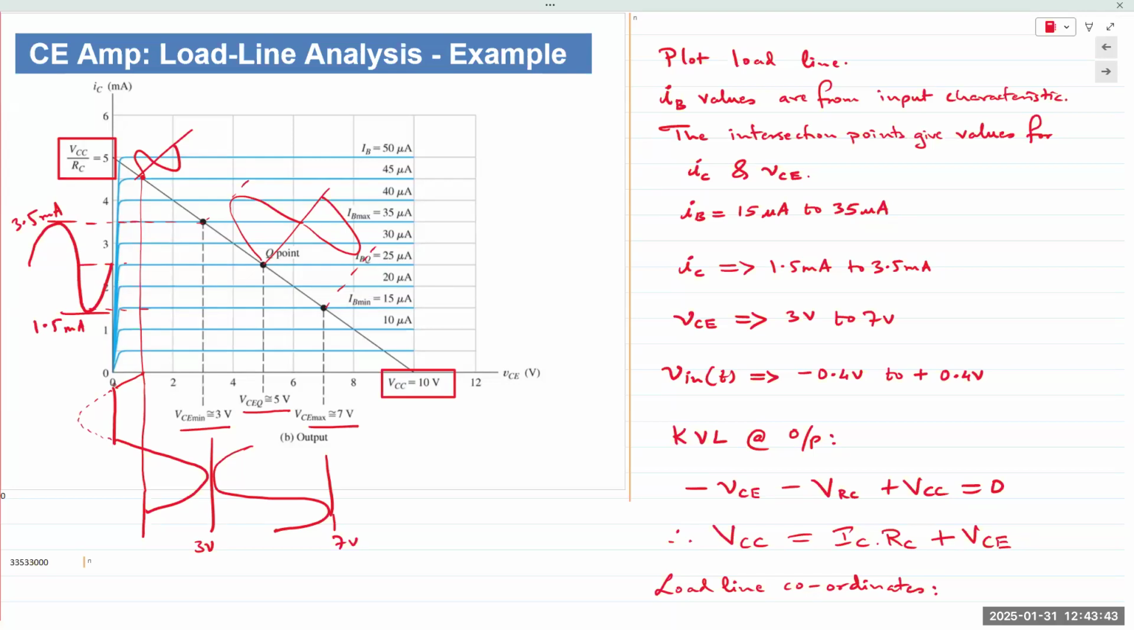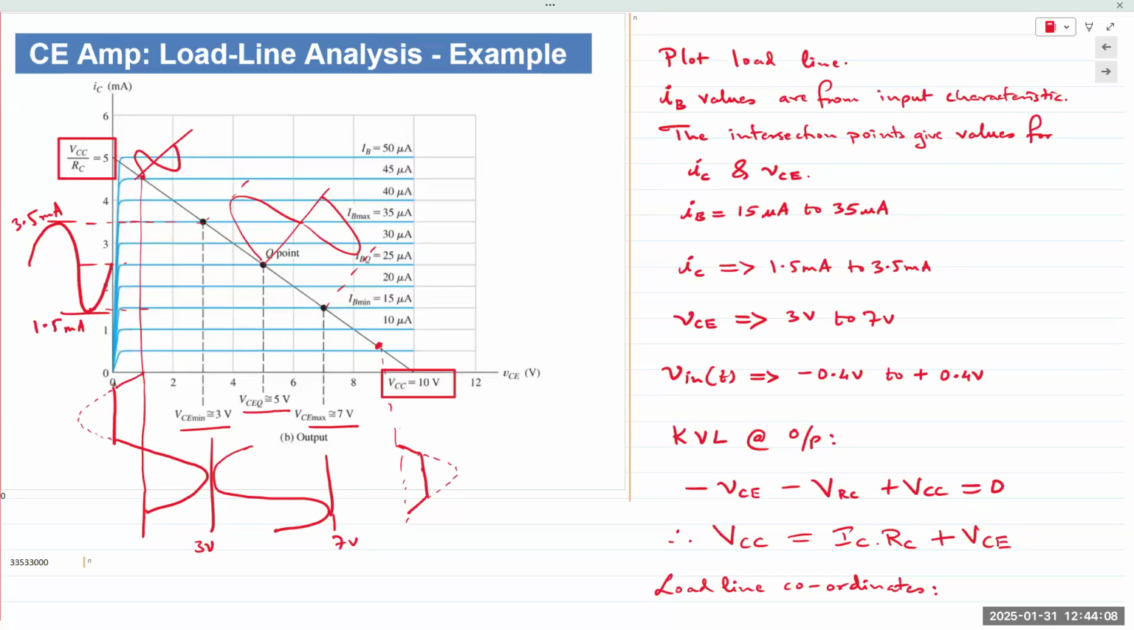The question being asked was, in this example, it would only be clipped on one end. The answer is yes, only one end. And then if the same Q point was somewhere over here, well, then the other end would get clipped off. So this end would get clipped off. So you're driving the transistor into cutoff.